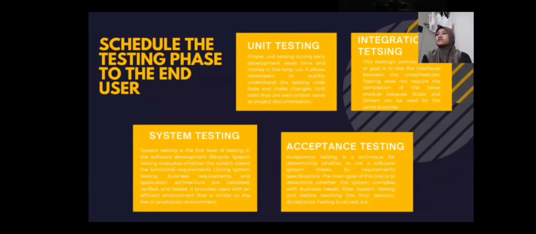For scheduling the testing phase to the end user, the first one is unit testing. Proper unit testing during early development saves time and money in the long run. It allows developers to run quickly, understand the code base, and make changes. Unit tests that are well written serve as project documentation.